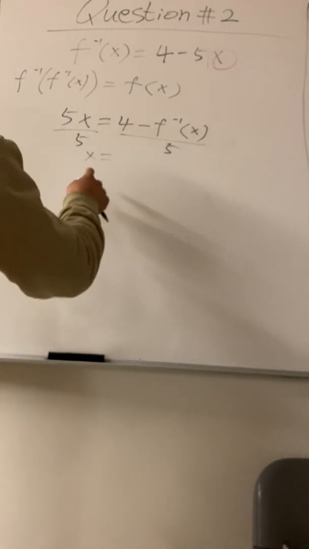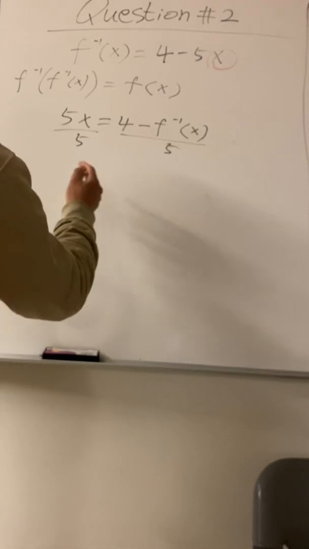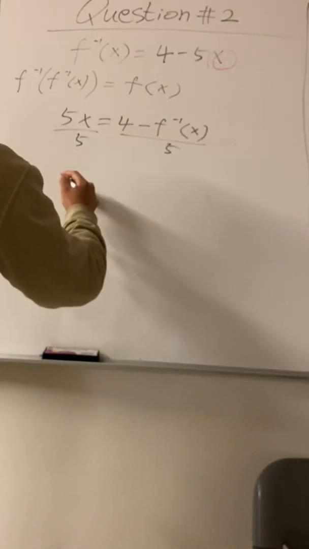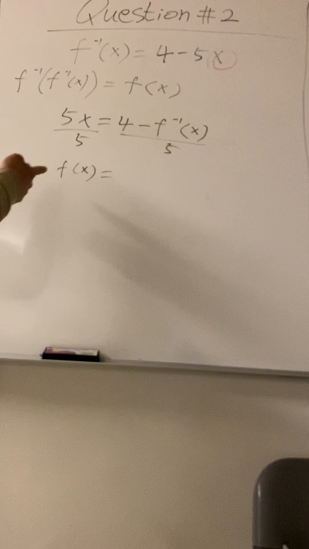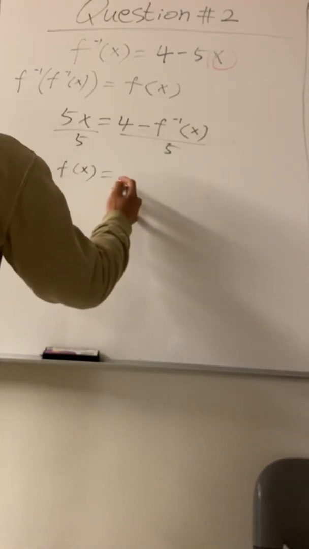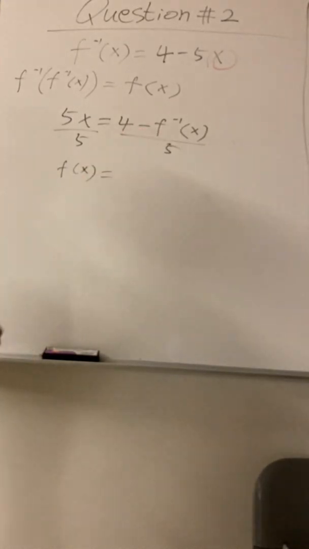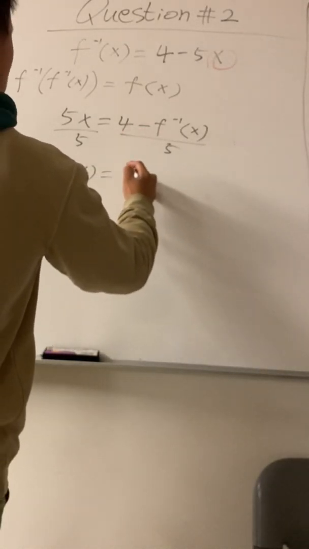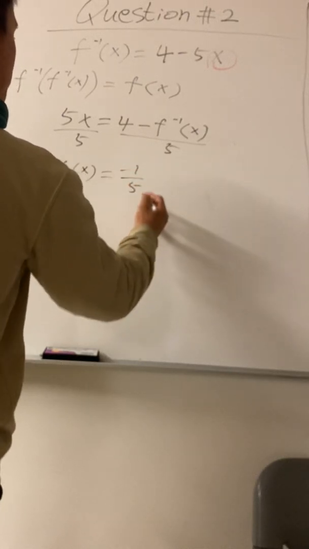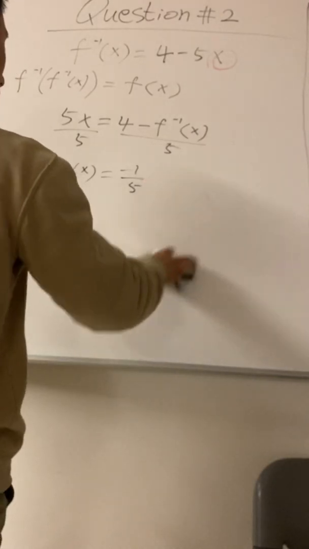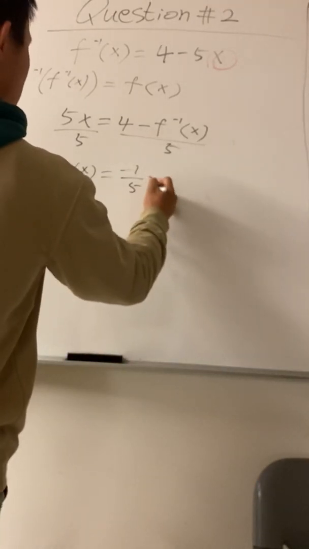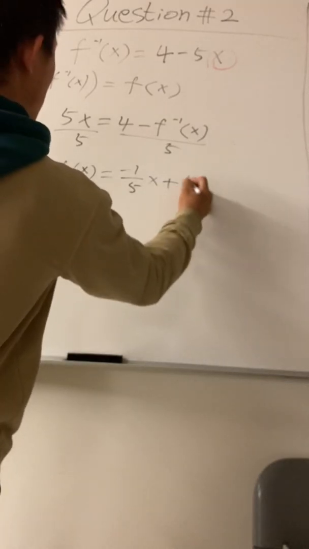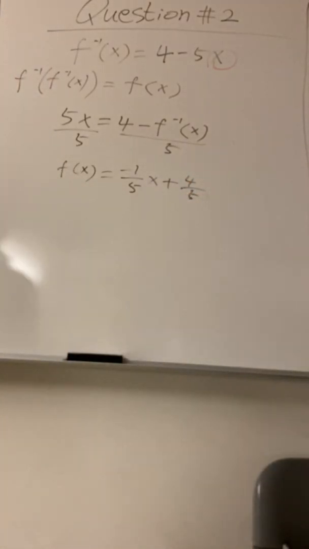So why not, for the next step, let's just change the symbols. So I have f of x equal to, remember that x is now f of x, right? And f inverse of x is now x because we treat that as the input, and it is negative 1 over 5 of x, and we add 4 over 5. So this is our f of x.